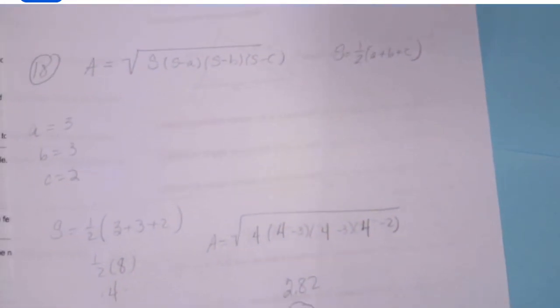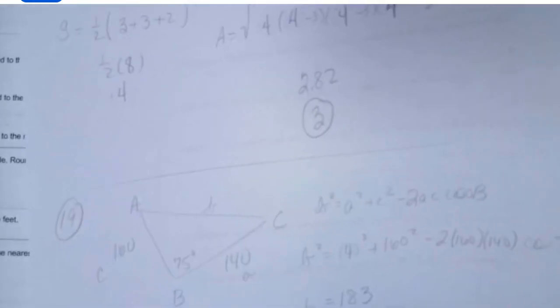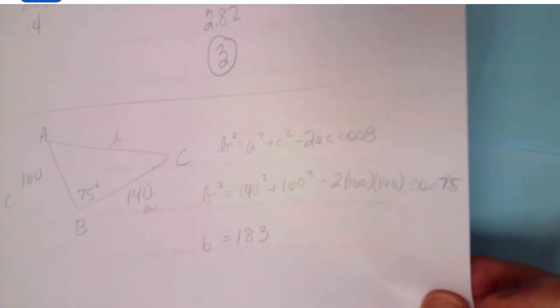Let's see, what's the next one I want to cover with y'all? 18, using Heron's formula. If they give you a, b, and c, first do s, and plug in. That's pretty self-sufficient. Let's see, 19. Plug in, use the law of cosines. 20 starts our vector problems.